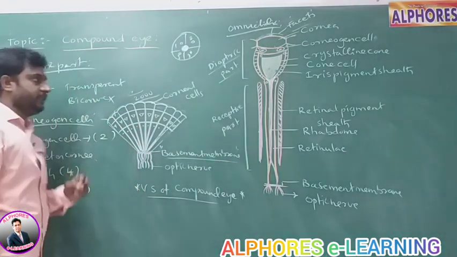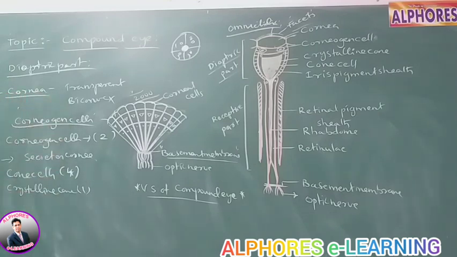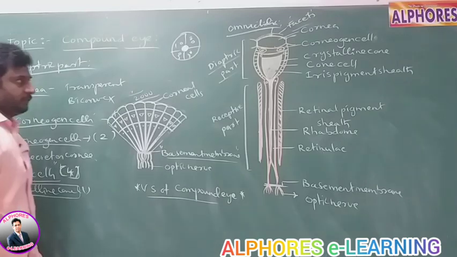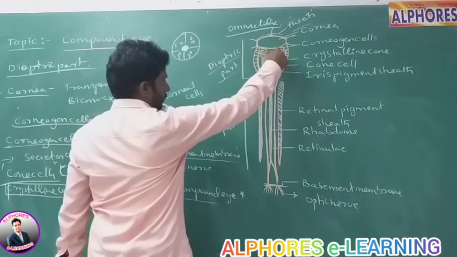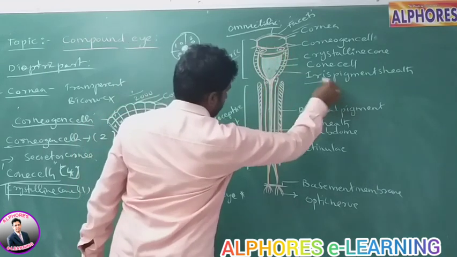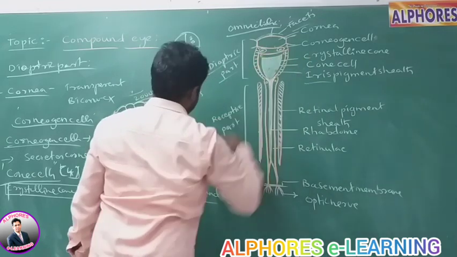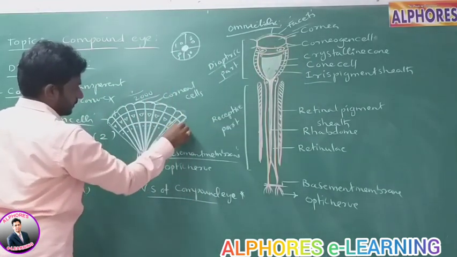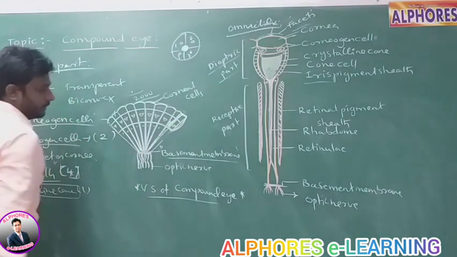Then what are the parts present in this region? The outermost part is called the cornea. Below the cornea, corneagen cells are present. Then below the corneagen cells, cone cells are present. How many? Four cone cells, surrounding the crystalline cone. And one more thing: the cone cells and corneagen cells are covered by a sheath which is called the iris pigment sheath. This part of the ommatidia is called the dioptric region.